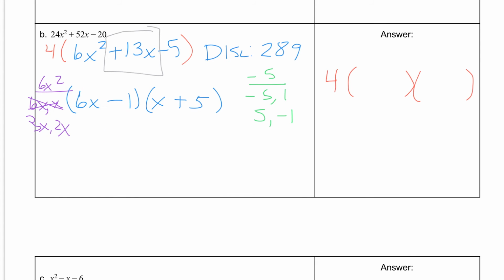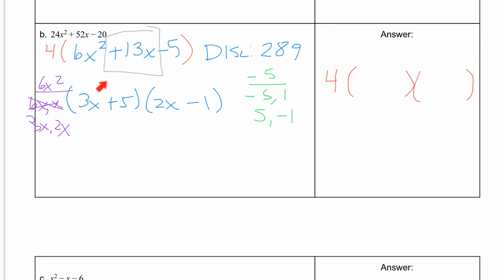We can get rid of those and those. And now we're going to go and try 3x and 2x with the same combinations that we have here. So we could choose negative 5 and 1, 5 and negative 1, and try and see what works. So let's just try negative 5 and 1. We could also do 5 and negative 1. So let's do the bottom. Let's put the 5 in first. So we do plus 5 minus 1.